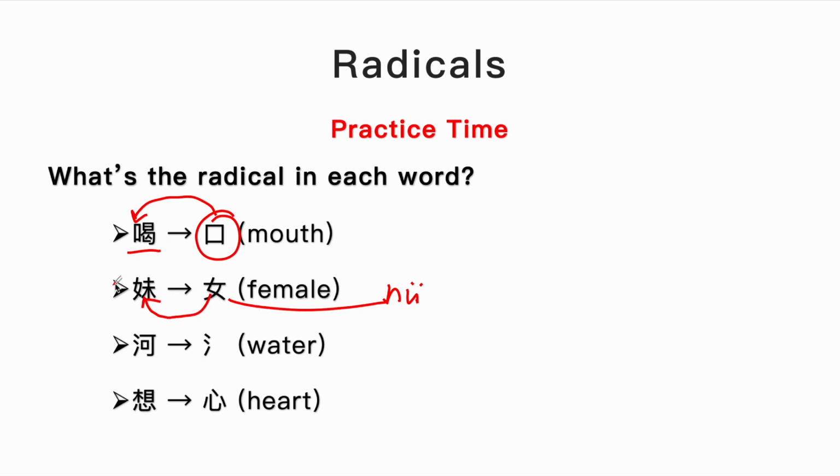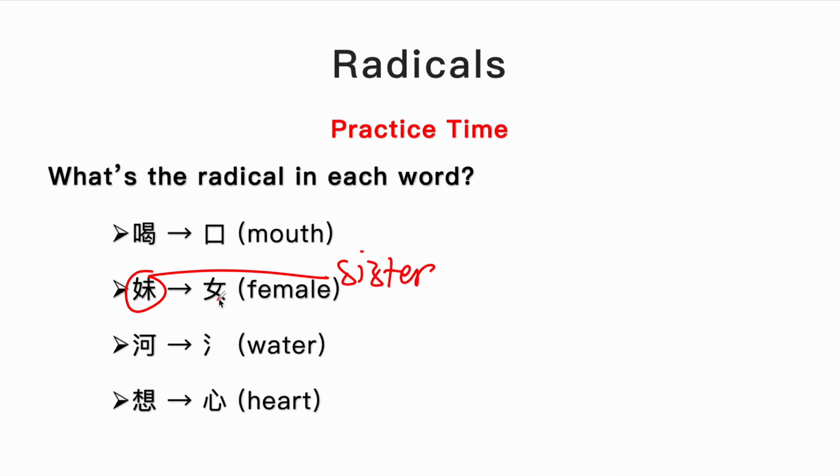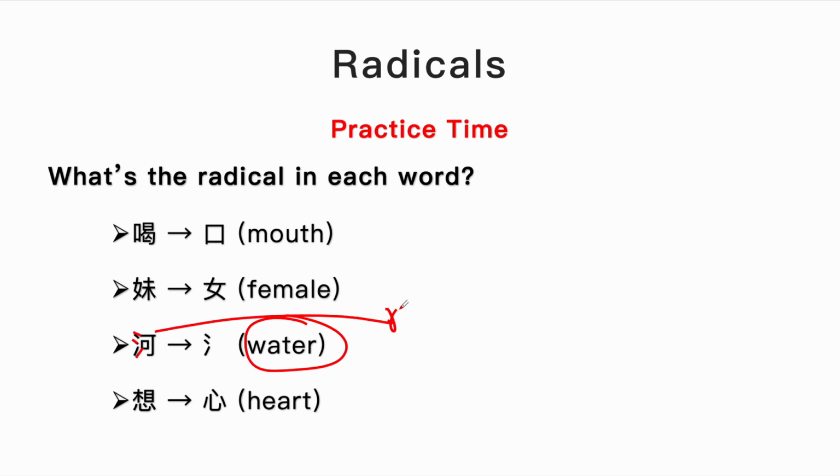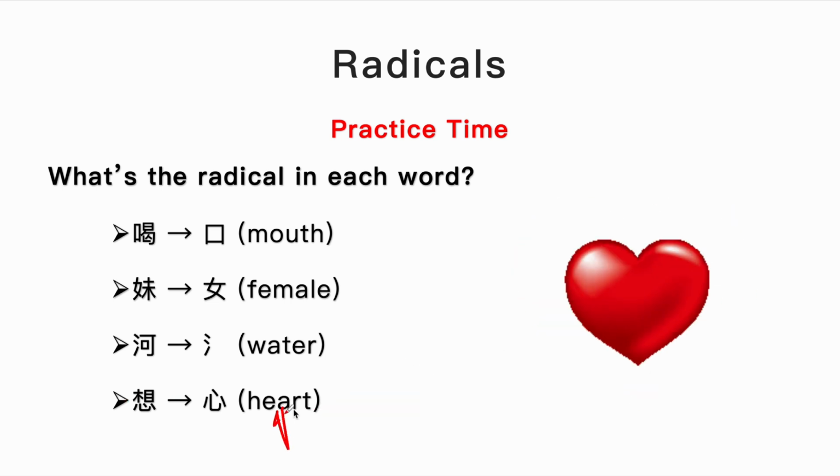So this word means 妹, means sister, something related to female. The water radical is right here. 河, which means river. This character means river. This radical is right here on the bottom, and this word means to miss, which is something related to heart.